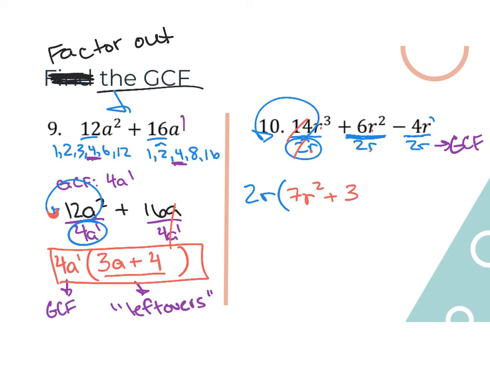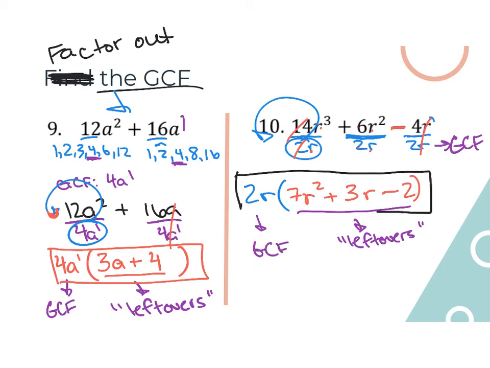R squared divided by r is r. 2 r's on top, divide out one of them, you're left with 1. Then the last term, there's a minus there, so be careful. 4 divided by 2 is 2, and r divided by r, that's going to cancel out. So I'm left with, on the inside, 7r squared plus 3r minus 2. That's what I like to call the leftovers. You'll hear me refer to that. And this thing out front is the GCF. And writing my answer like this is what we call factored form.